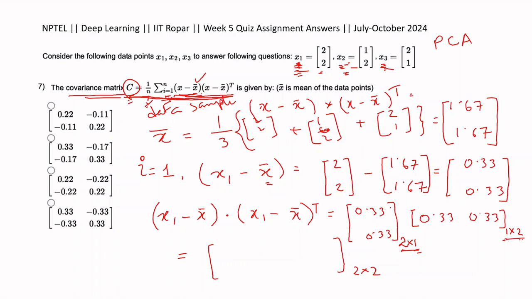Let us now calculate how I will proceed. For the first row and the only column available, and the first row and the first column of the transpose, I will multiply 0.33 by 0.33. Then I'll proceed to the first row but the second column.